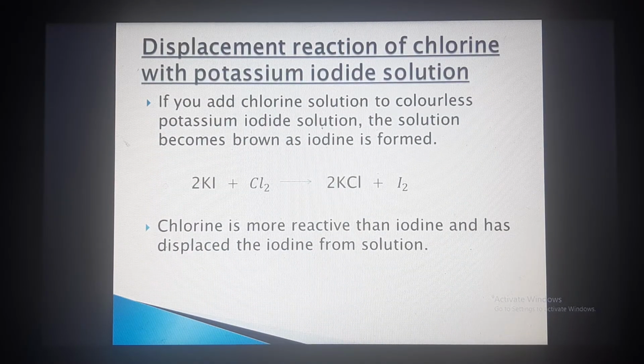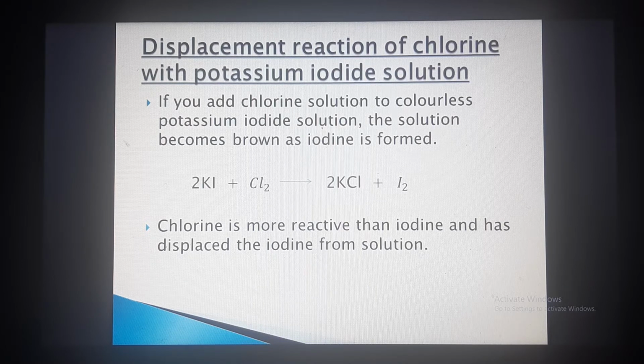Now we are discussing the displacement reaction of chlorine with potassium iodide solution. Instead of bromine, here we use potassium iodide. Here also the displacement reaction is possible. Why is the displacement reaction possible? Because here also, we know from the table, iodine comes after chlorine.